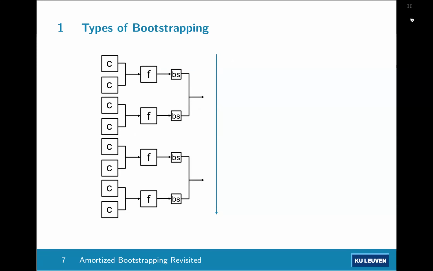There are two types of bootstrapping. The first type of bootstrapping is the one here on the left. What we do here is we bootstrap after every operation with every ciphertext. This is usually very fast. We can make this very fast, but the problem is that the costs are per bootstrap. So that means that even if we get a lot of ciphertexts together, we don't win any speed.